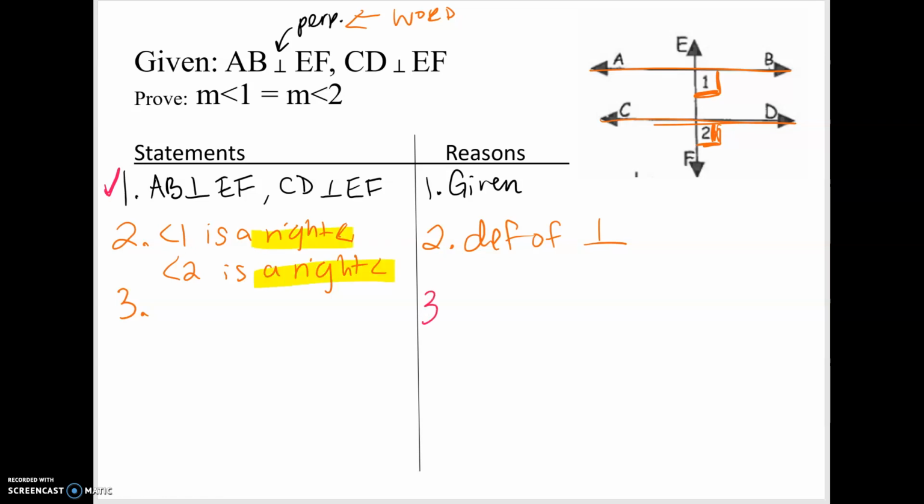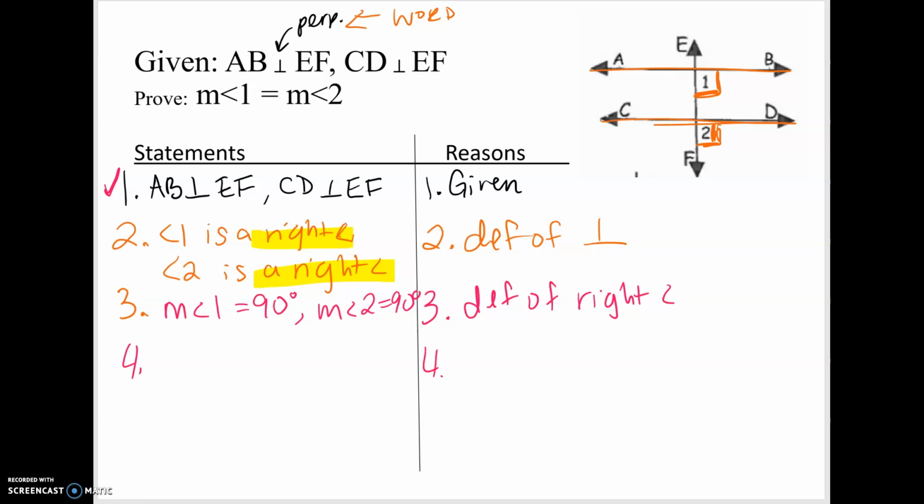What does it mean for something to be a right angle? How many degrees is that? So if I think about the definition of a right angle, that tells me the measure of angle 1 is 90 degrees and the measure of angle 2 is 90 degrees. Okay, so now I've used my statement number 2 in order to help me write statement number 3.